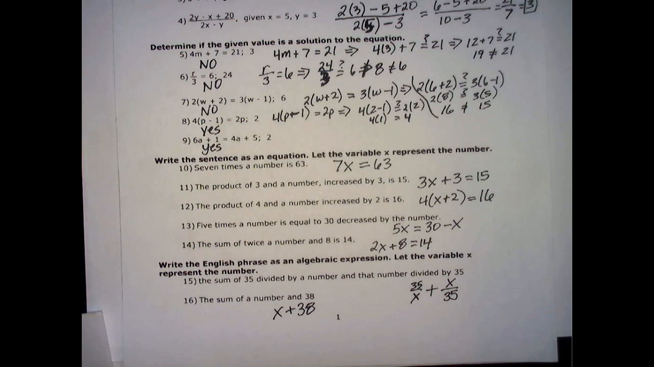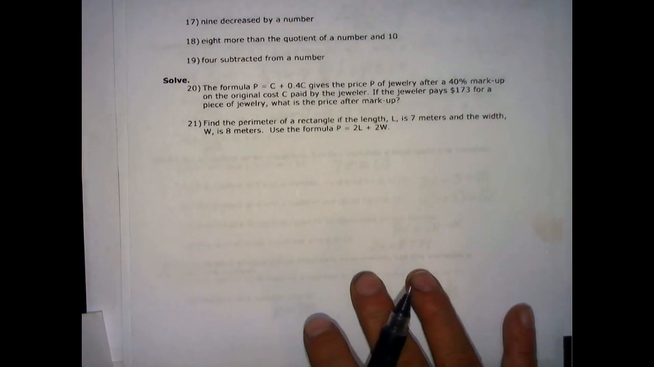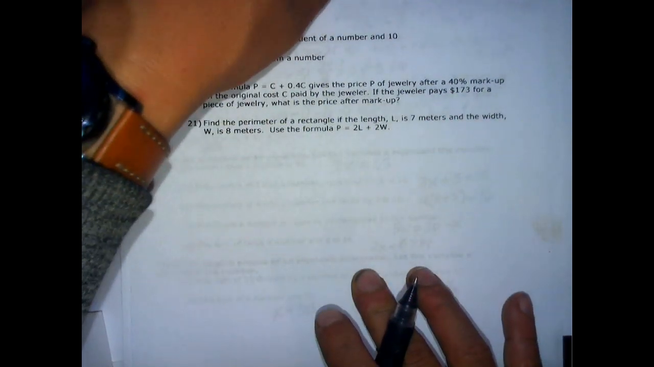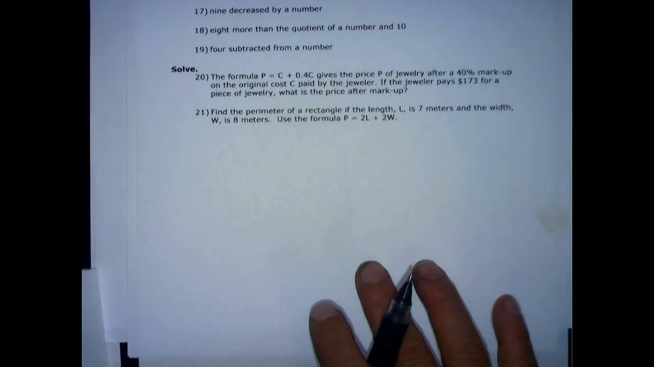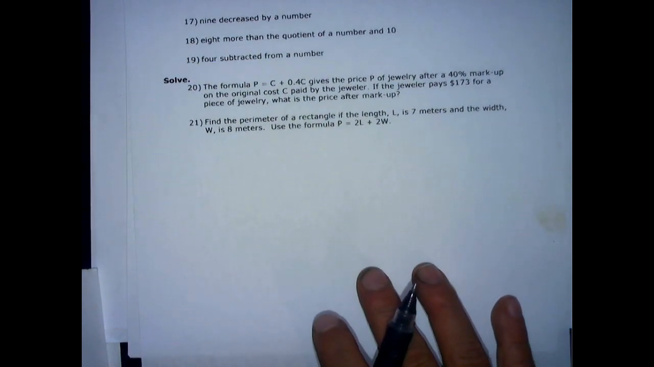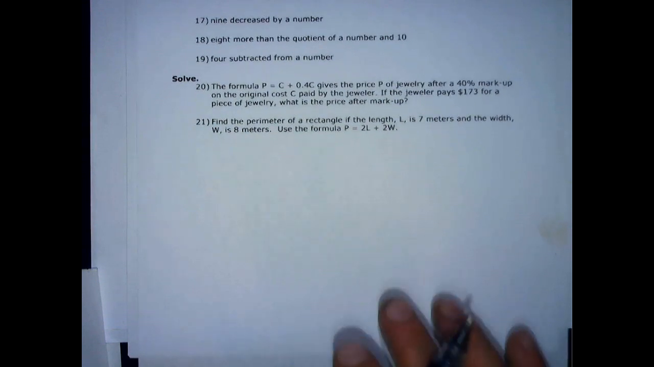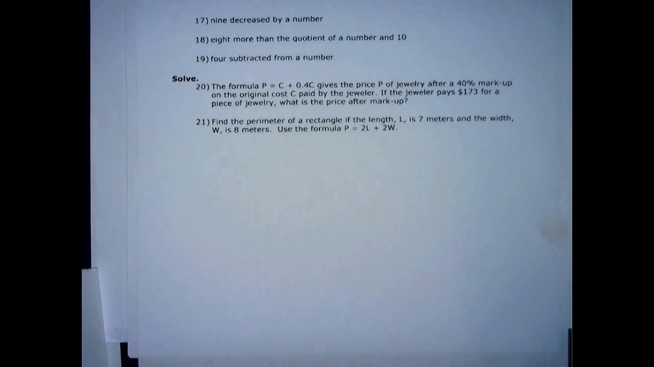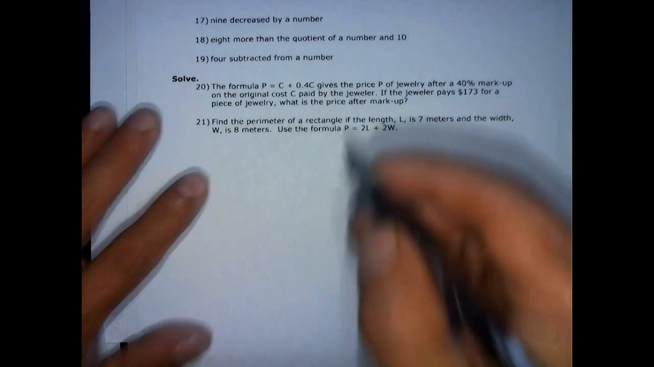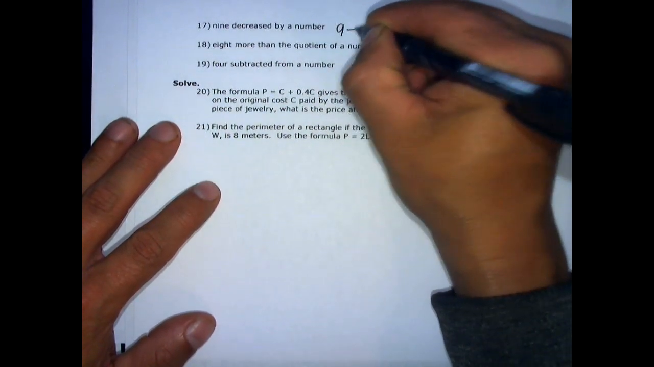Let me get the next page here. Number 19. 9 decreased by a number. 9 decreased by a number. So that's going to be 9 minus x.